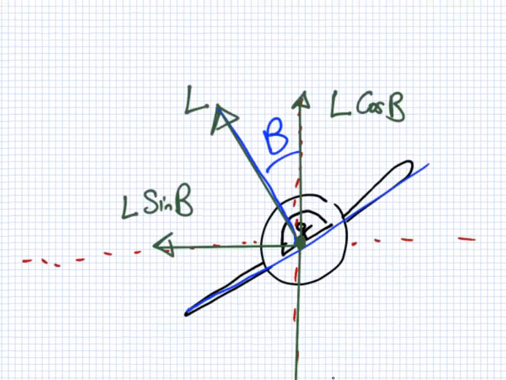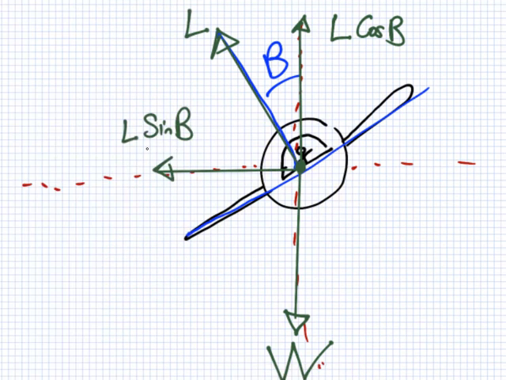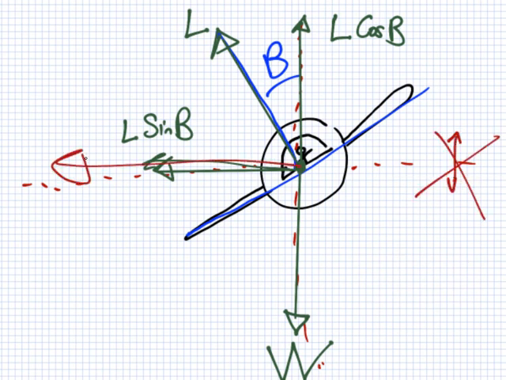We calculated it. This answer here, this is L sin B. Because this force here is what makes the plane move in a circle. The plane is not moving this way. It's only moving this way in a big circle. Okay, I'll give you a minute. I want the B.